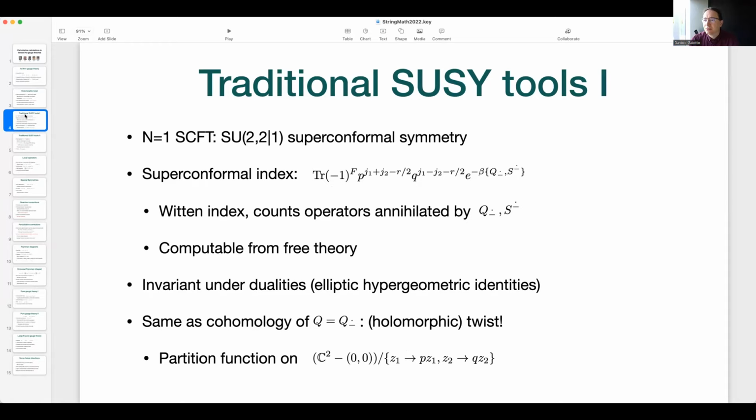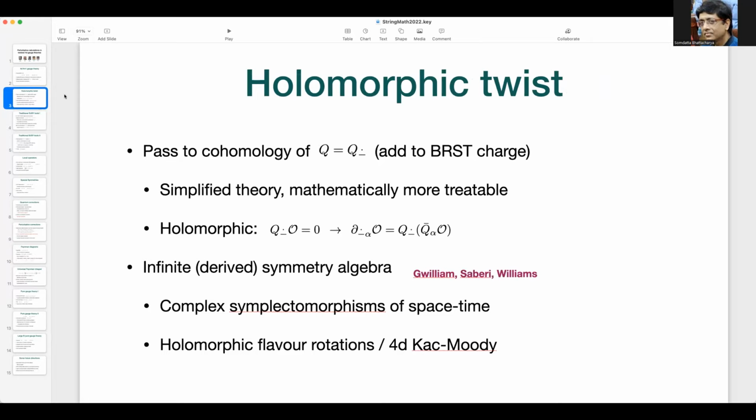So what is the metric of space-time you're assuming? I'm not assuming any specific metric. These theories can be coupled to a complex structure. As we will discuss perhaps more later, a generic holomorphic twist of a four-dimensional N=1 theory can be placed on any manifold which has a globally defined holomorphic symplectic form. If the theory is conformal, you can place it on any complex manifold.